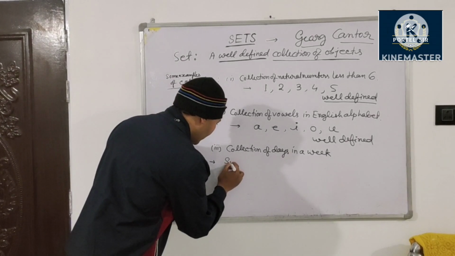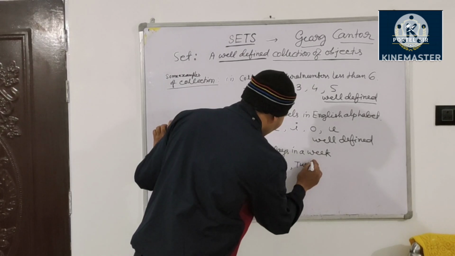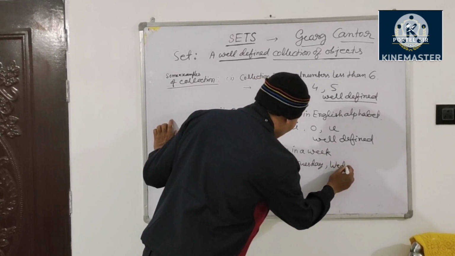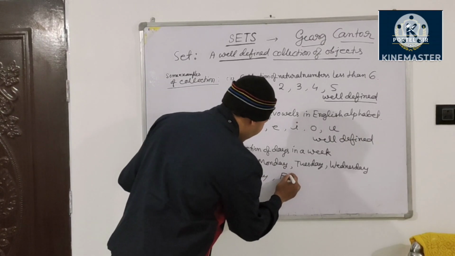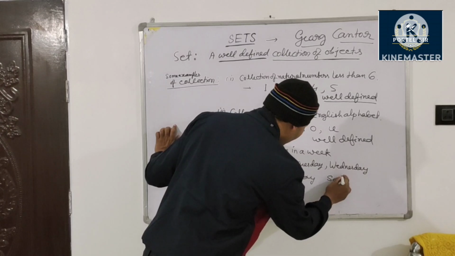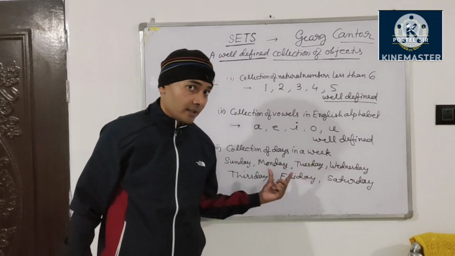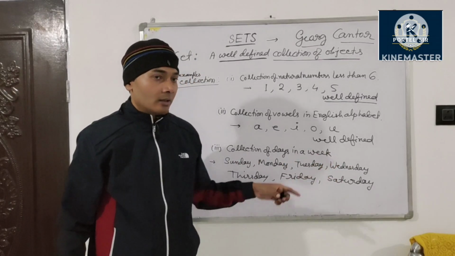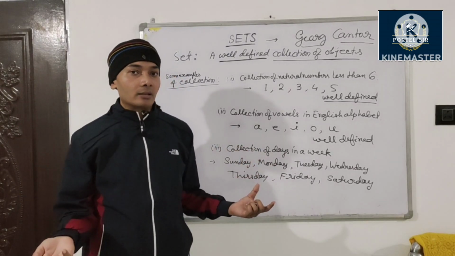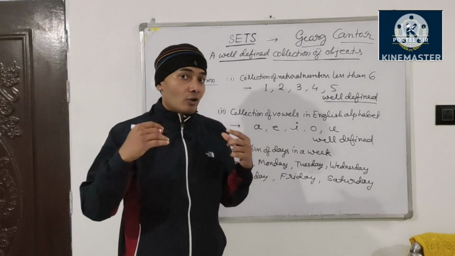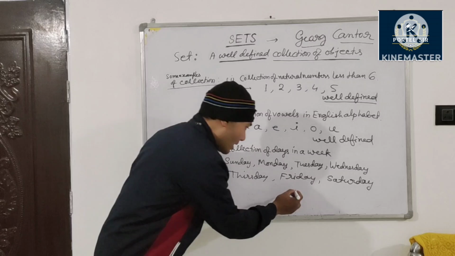We know already. Sunday, Monday, Tuesday, Wednesday, Thursday, Friday, and Saturday. So these are the collections, and these collections are always fixed. For you also Sunday, Monday, Tuesday, Wednesday, and for me also the same. So these collections are always the same for every person. This collection does not change, it does not vary from person to person. So this type of collection is also called well defined.